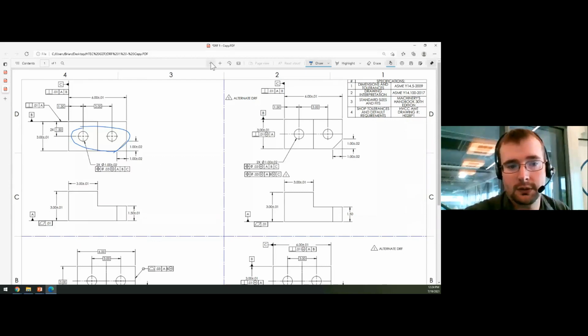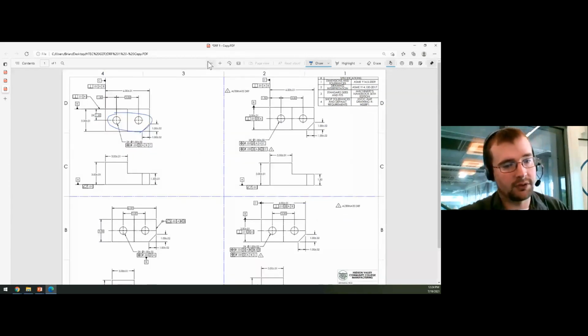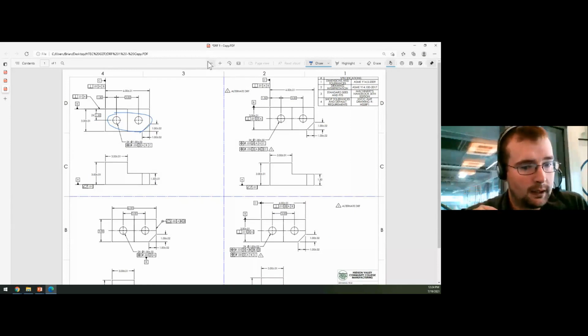I'll try to zoom out here so you can see this. Same part, different datum reference schemes and different ways to do it. So we do have this one around. He did a great job with this drawing. This one really helps the students out.